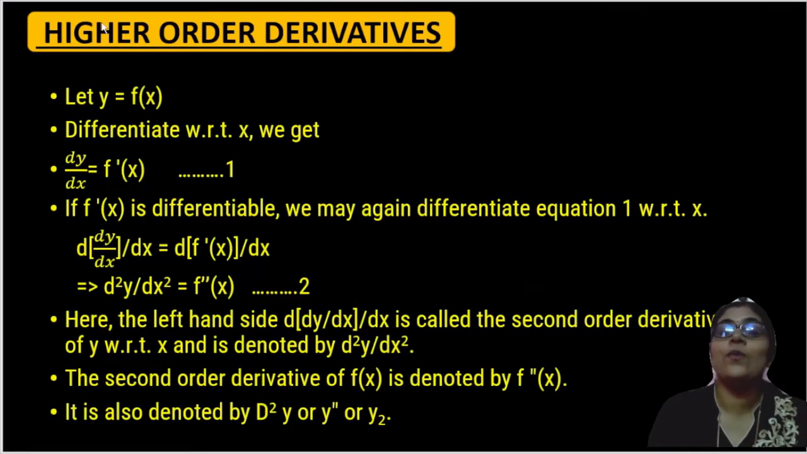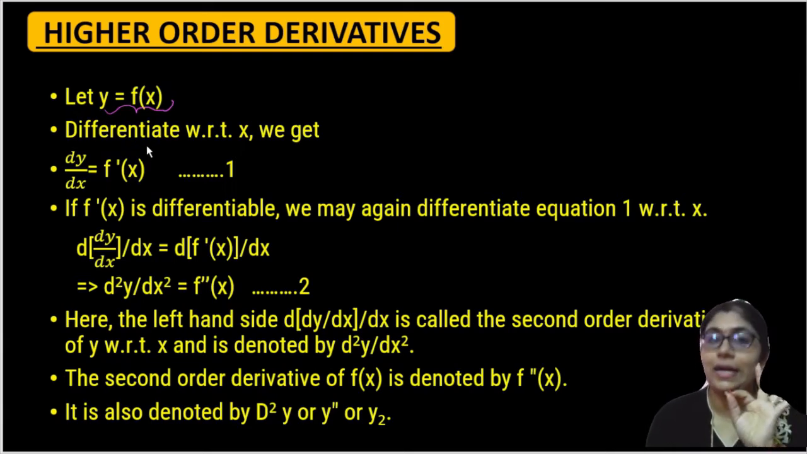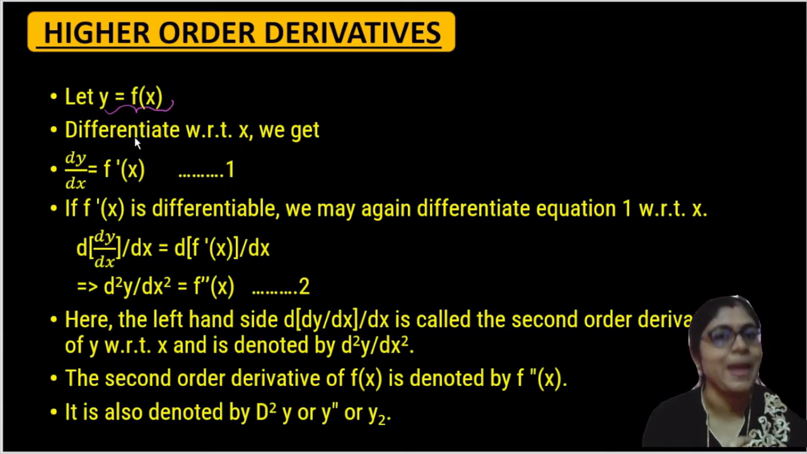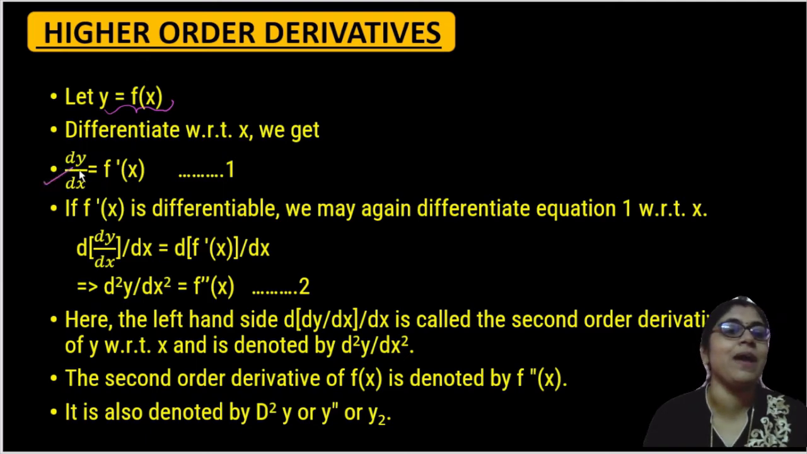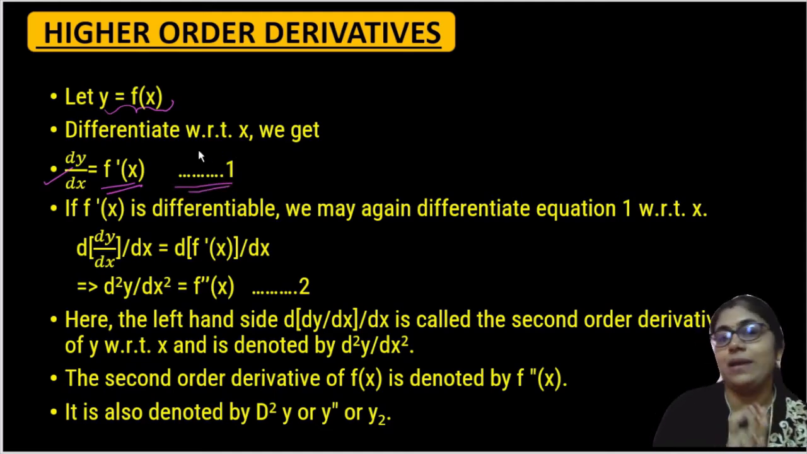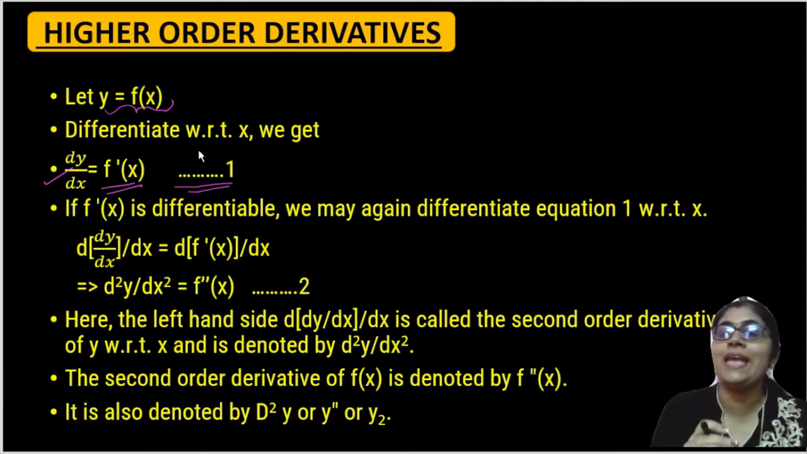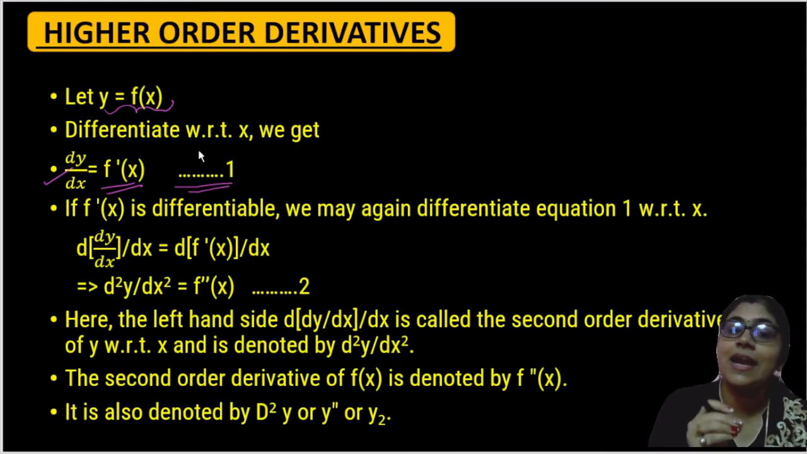First, let's see what we mean by higher order derivative. So first, we are assuming y is equal to f(x). If y is equal to f(x), when we differentiate y with respect to x, that is dy by dx, or we can say this is f dash x. Let's take it as equation 1. Here it is known as first order differentiation or first order derivative.